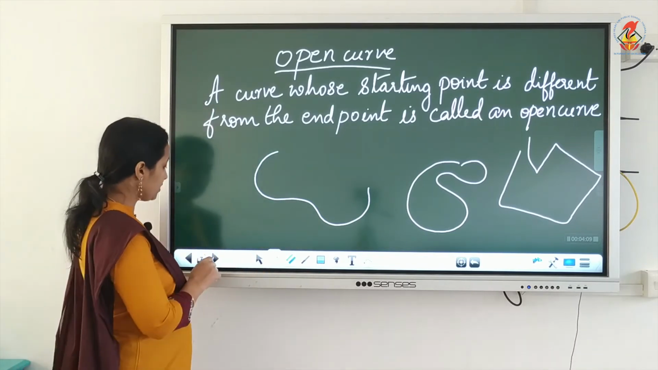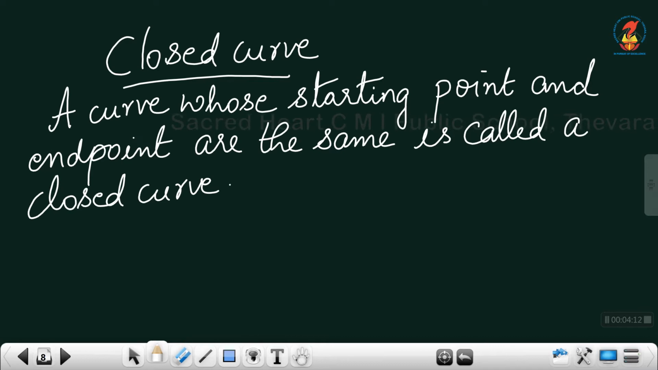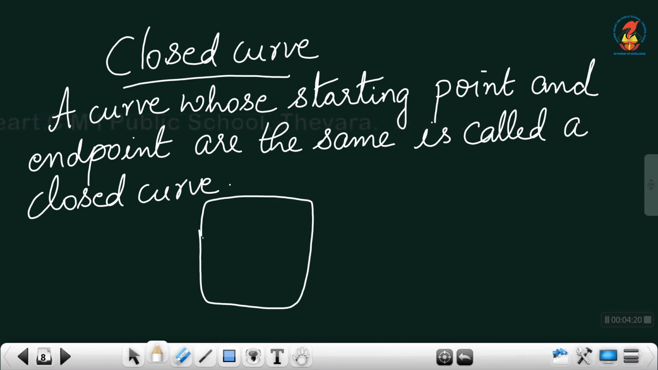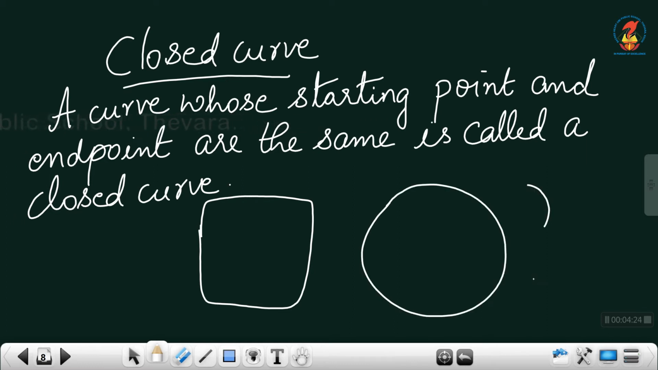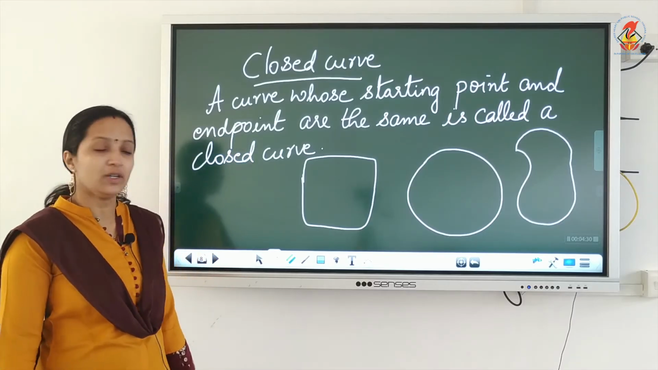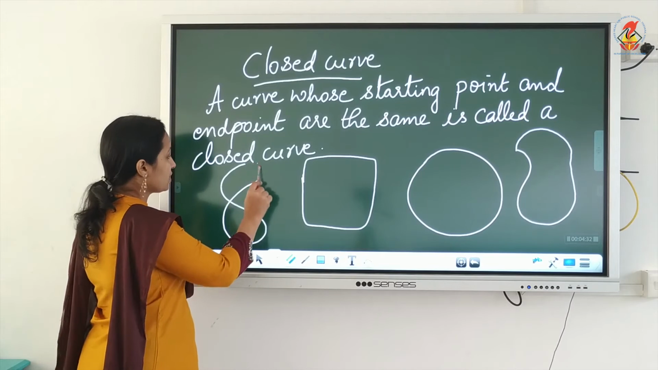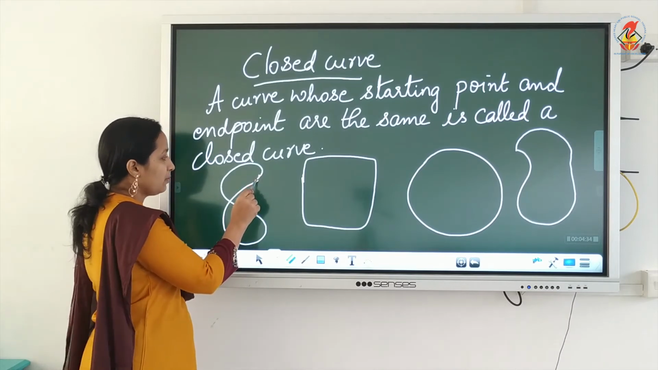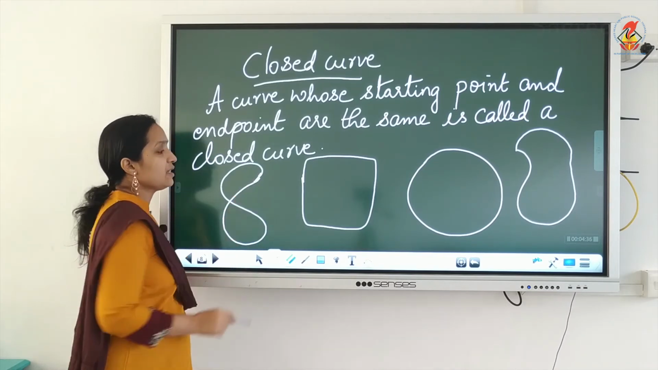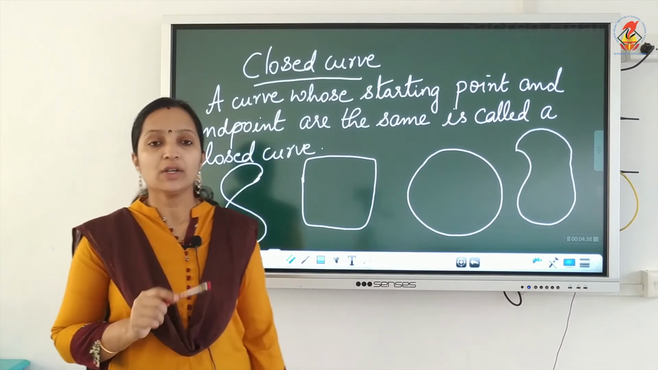Now, the next one is the closed curve. Closed curve means what? A curve whose starting point and ending point are the same. That means you can say a closed figure. Closed figure means closed curve. This is a closed curve. Ending point and starting point are the same. This is also a closed curve. Such types of curves are called closed curves.